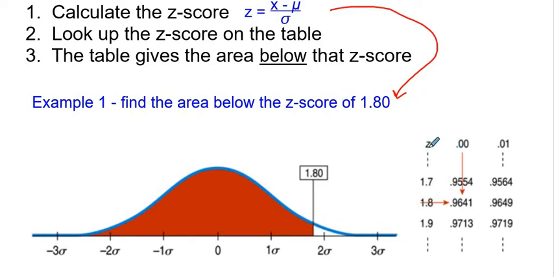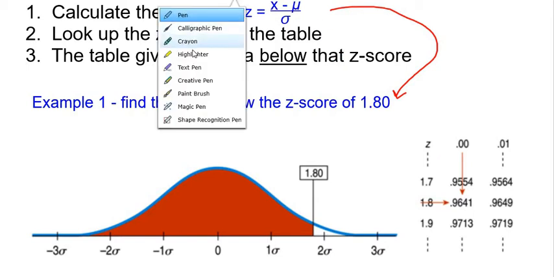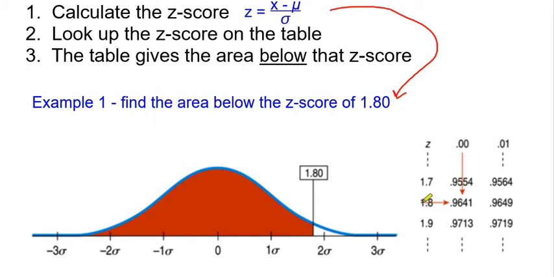The way you do it is you start on the left side of the table and you trace the 1.8 until it intersects the second portion, in this case, a 0. That intersection of those two values gives you the area that goes from this value to negative infinity on the sigma axis. That value is also what's known as a probability of 0.9641, or a percentage of 96.41 if you multiply this by 100 and move the decimal place over 2.